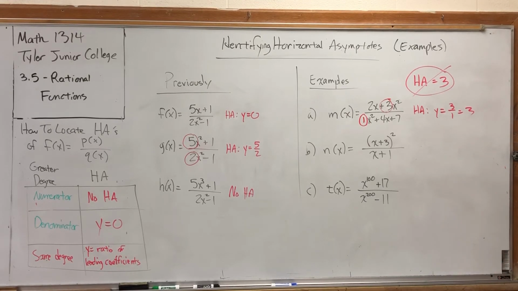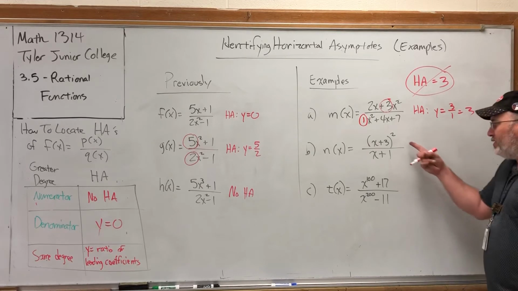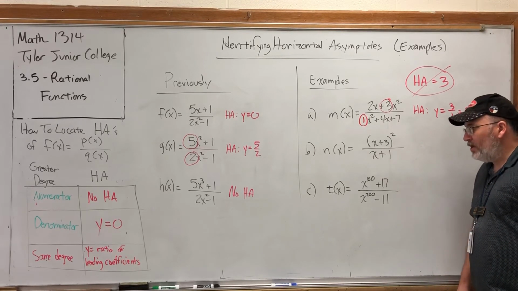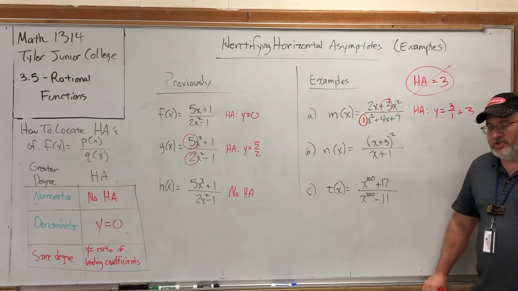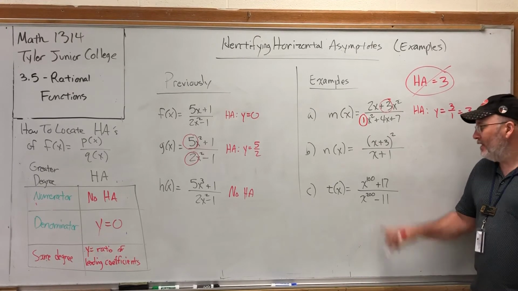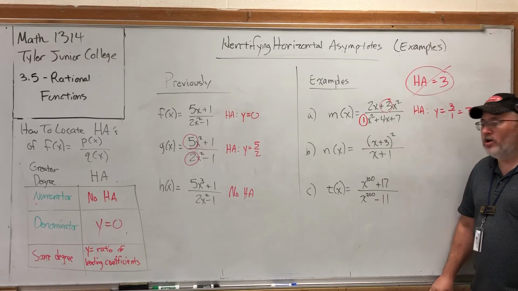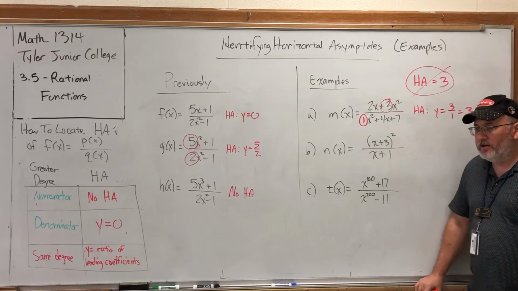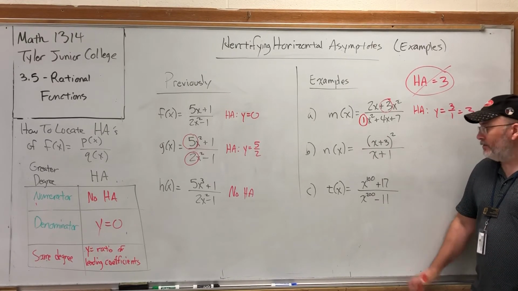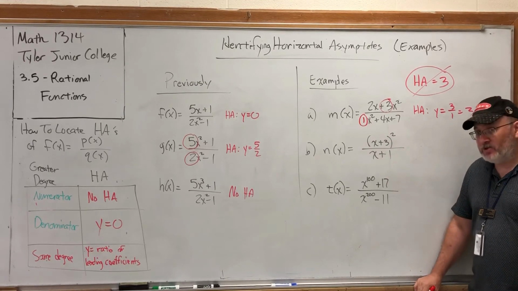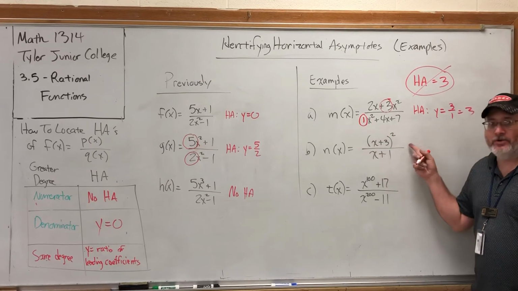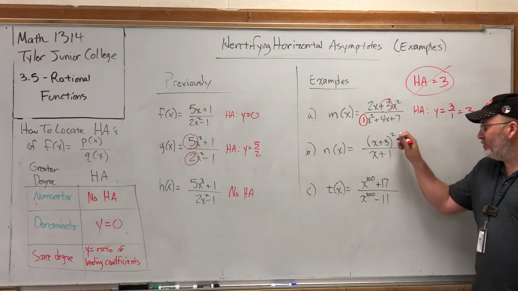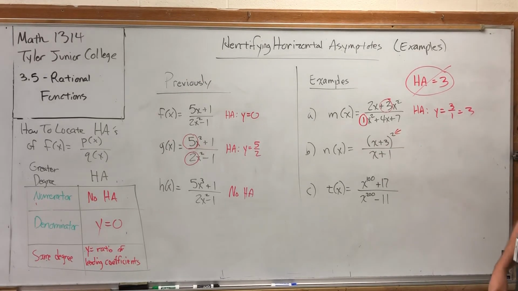B, n of x equals x plus 3 in parentheses squared over x plus 1. Who has the greater degree, the top or the bottom? If you said they were equal, gotcha again. I know this x has a first power, but this parenthesis is squared, so we could write it twice and FOIL it. We don't have to. All we need to know is the degree. But if we FOIL this out, it would start with x squared. So this 2 is actually the degree of the numerator.